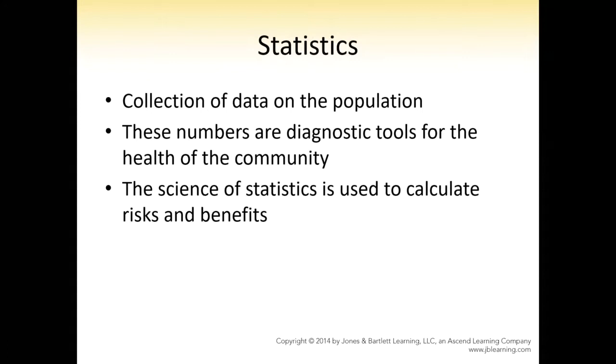We look at statistics. They look at a collection of data on populations. The numbers are basically diagnostic tools to make a judgment on the health of a community. And the science of statistics is used to calculate risks, benefits, as it relates to health.